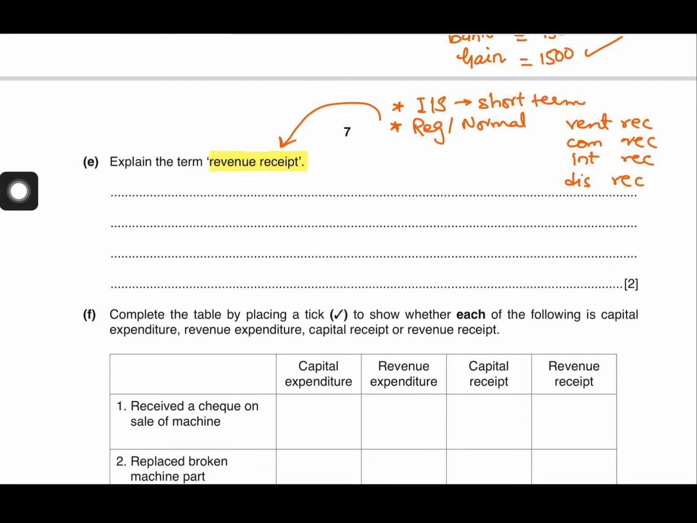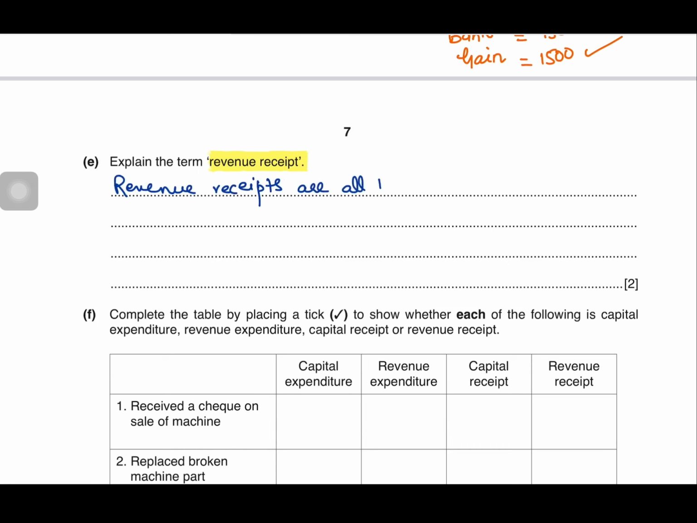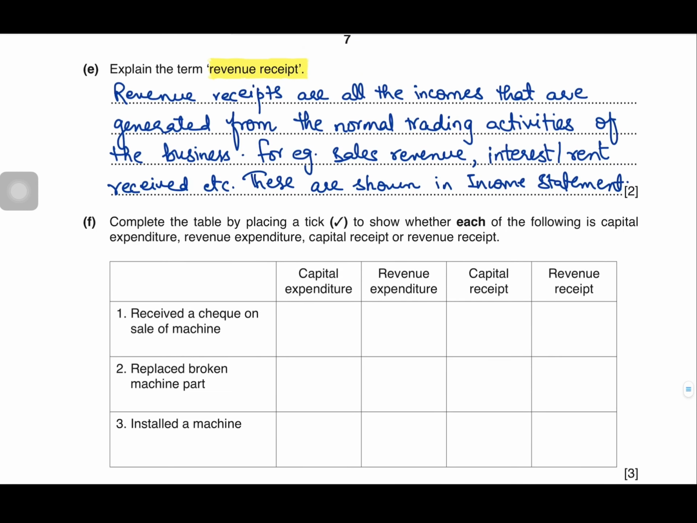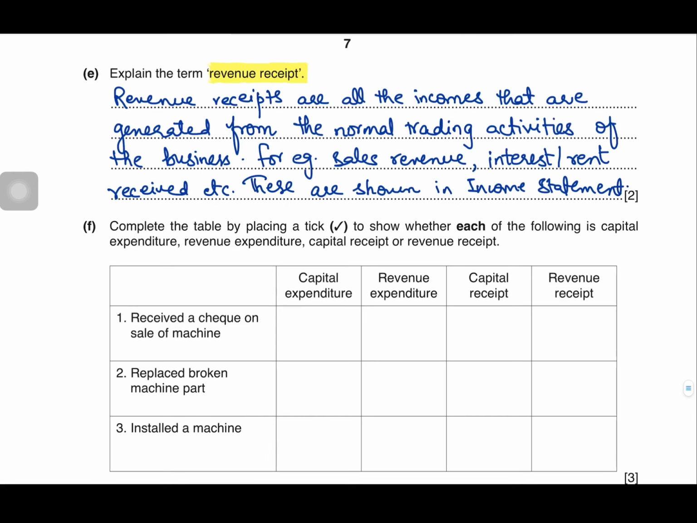So let's write that down as well. This is how you can explain your answer for 2 marks. First of all, you should write that these are all the incomes that are generated from the normal trading activities of the business. If you have space, you can also give some examples like the sales revenue, the interest or the rent receivable, the discount receivable, etc. And these are shown in the income statement, right? It is important that you write where these incomes are shown, and these are shown in the income statement.